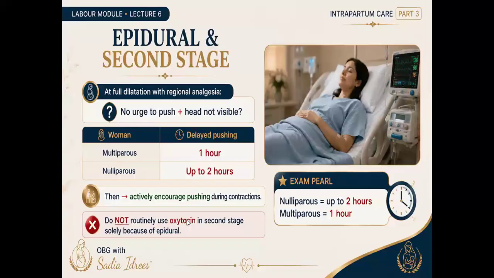Okay. So now this is one of the most examinable parts of today's section, so focus here. Our woman is fully dilated. She has regional analgesia. The baby's head is not yet visible.